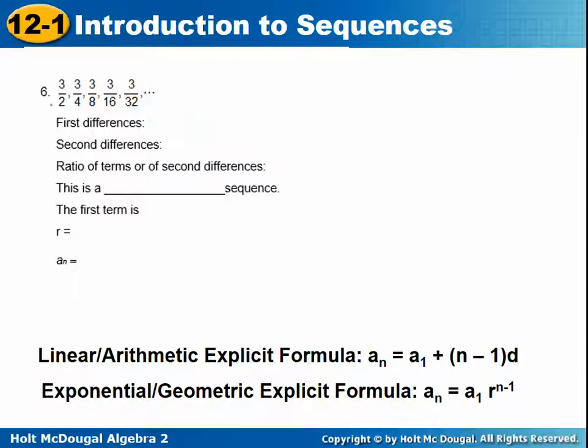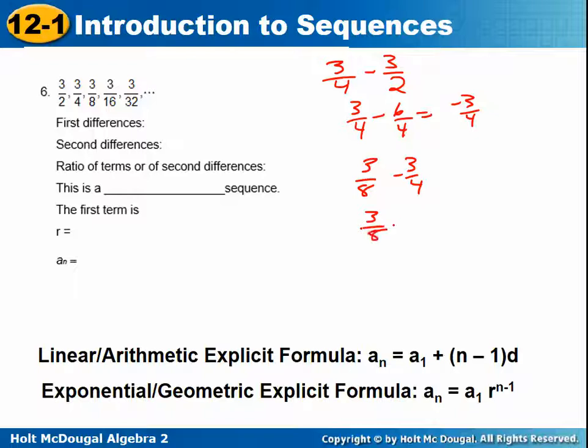All right, so our first difference is we take 3/4 minus 3/2. Now, you might think that this is fractions and that this is nasty and awful, but it's really not. If you have a fraction calculator, or if you want to change them to decimals, or you can just practice with your common denominators. So I'm going to just do common denominators. I'm going to change the second fraction to fourths, and I would get negative 3/4. So that's my first difference. Then I'm going to take 3/8 minus 3/4, and I need to change 3/4 into eighths, so that's 6/8, and that is negative 3/8.